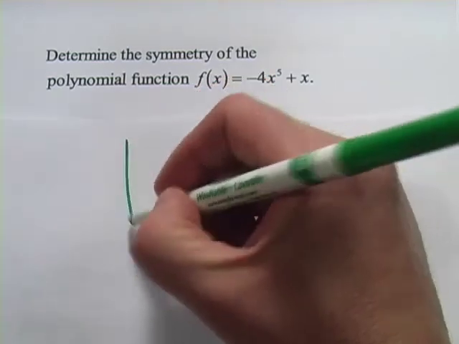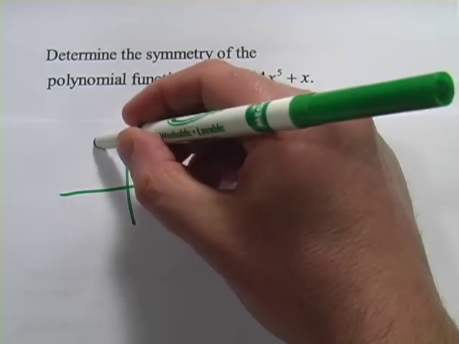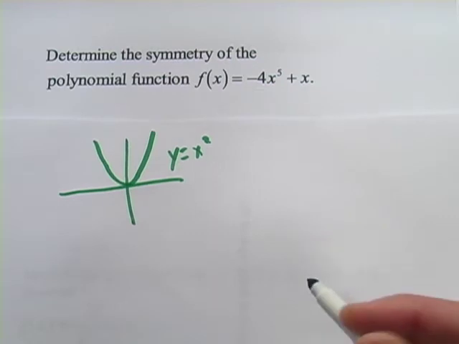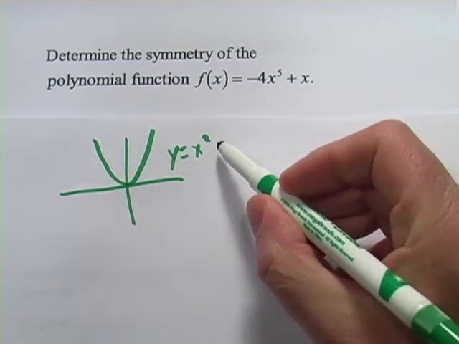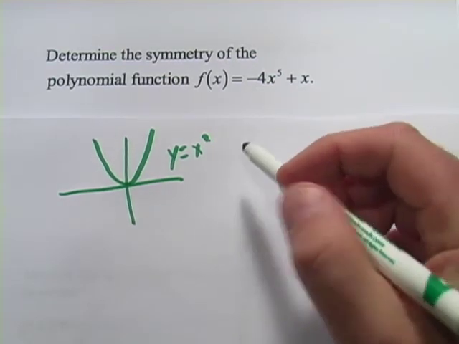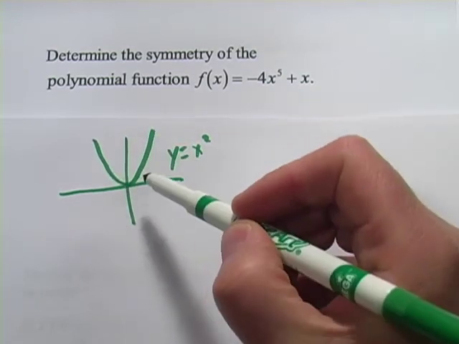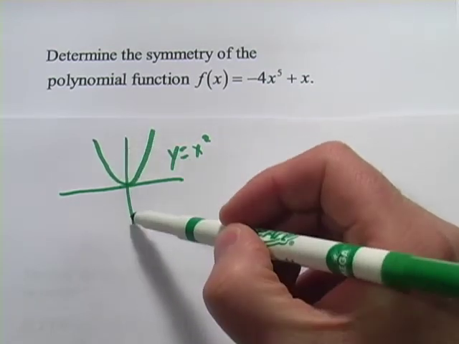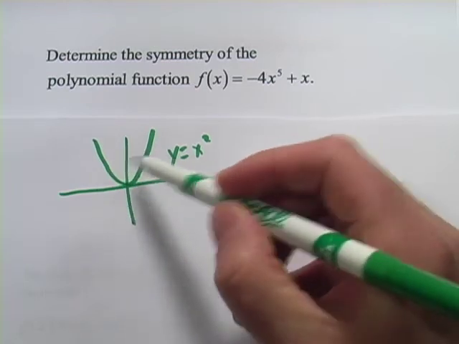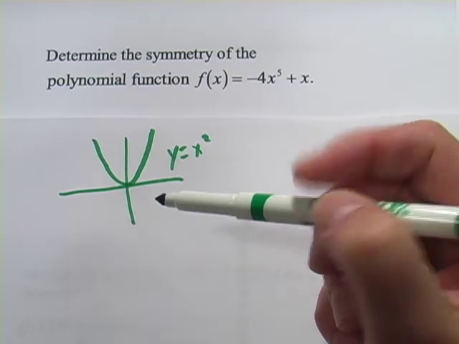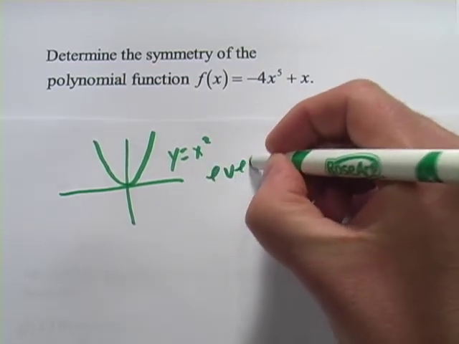Let me give you an example of an even function. So here is y equals x squared. You notice that the power of x here is even. That's a little clue, something that might ring a bell for you as we do these. And you'll notice that this function has symmetry about the y-axis. So if you reflect this over the y-axis, you get the same thing. So this is what we call an even function.